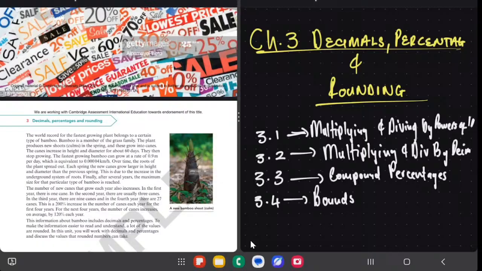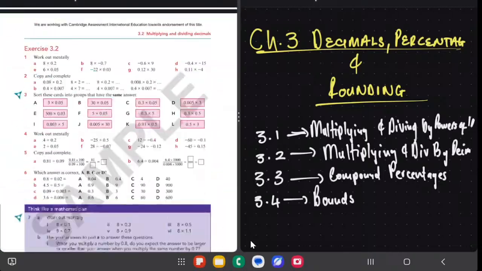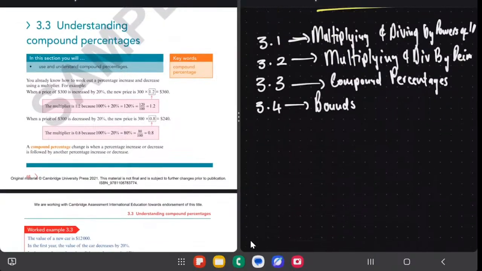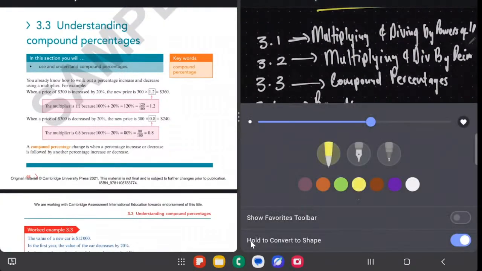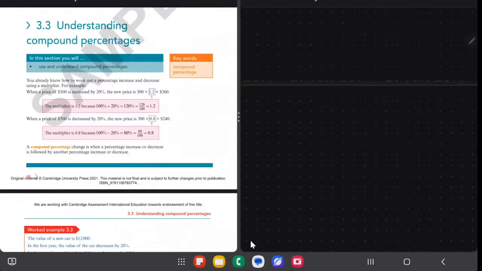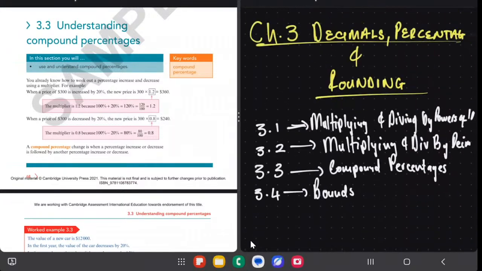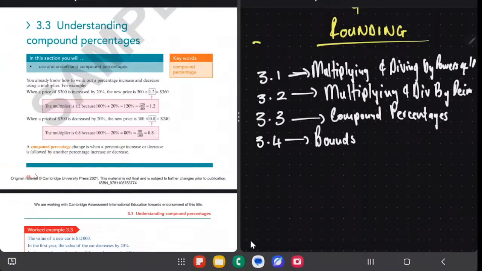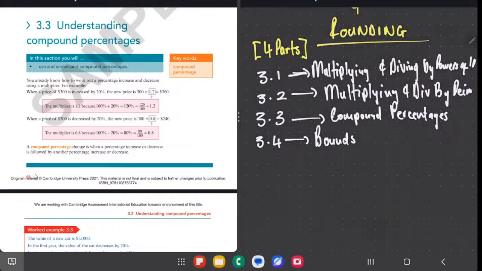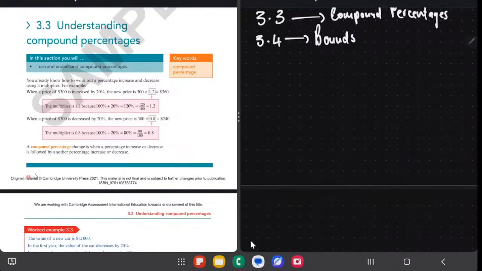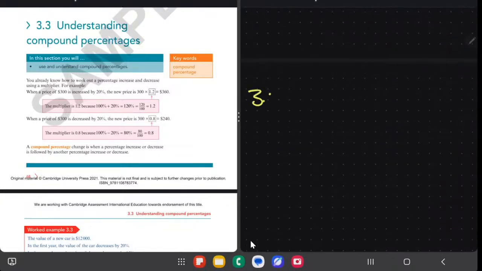Good. In compound percentages, 3.3 means chapter 3, part 3. We are doing chapter 3, and it has 4 parts: 3.1, 3.2, 3.3, and 3.4. So if you go to chapter 3.3 and you do compound percentages, you want to understand compound percentages. Let me say what you just have to know.